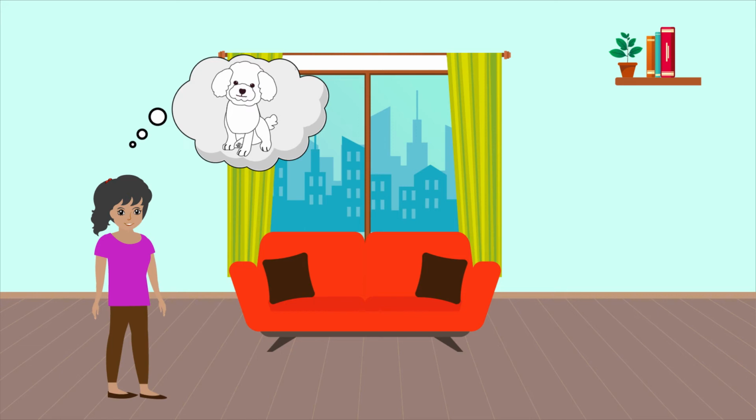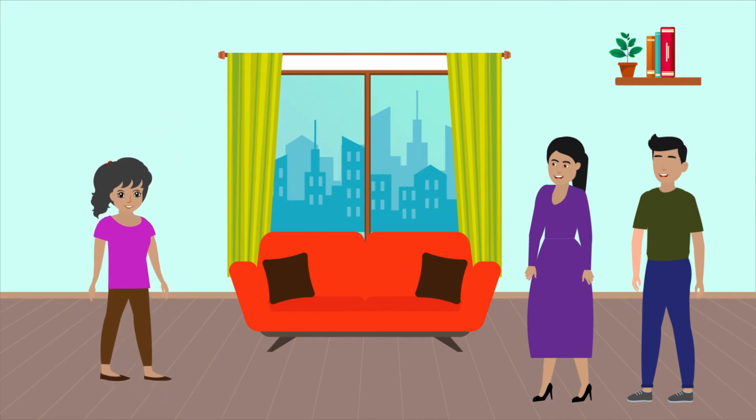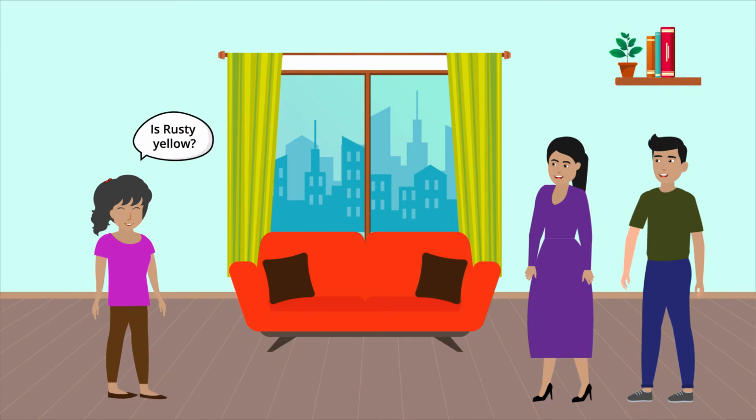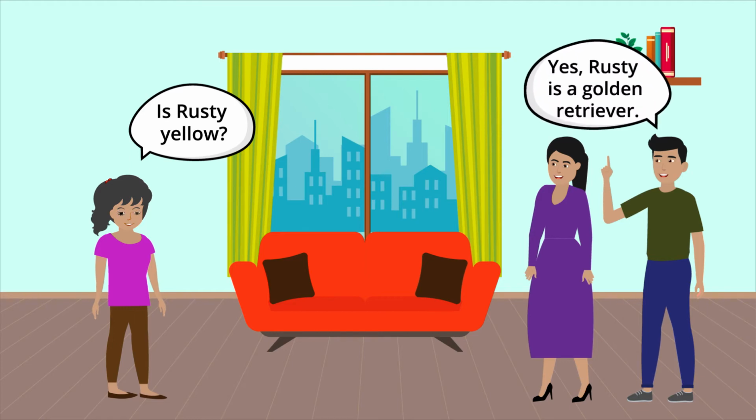Little Jane really wants a puppy. More specifically, she wants a yellow puppy. Her parents agree to adopt a golden retriever puppy named Rusty. When she hears the good news, Jane asks her dad Carson, "Is Rusty yellow?" Carson answers, "Of course, all golden retrievers are yellow, and Rusty is a golden retriever."